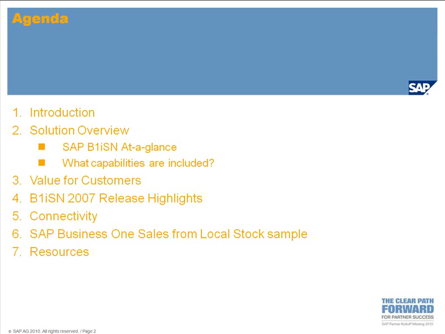We will look at some of the highlights of the current 2007 release of B1ISN, as well as look at out-of-the-box connectors and content available with B1ISN. I will then show you a brief demonstration of the sales from local stock business scenario that shows integration between a headquarters using Business One and a subsidiary using Business One. Lastly, I will show you where you can get more information on B1ISN.